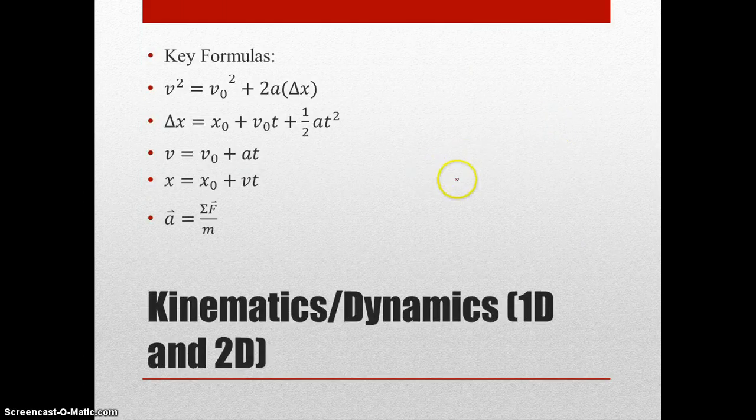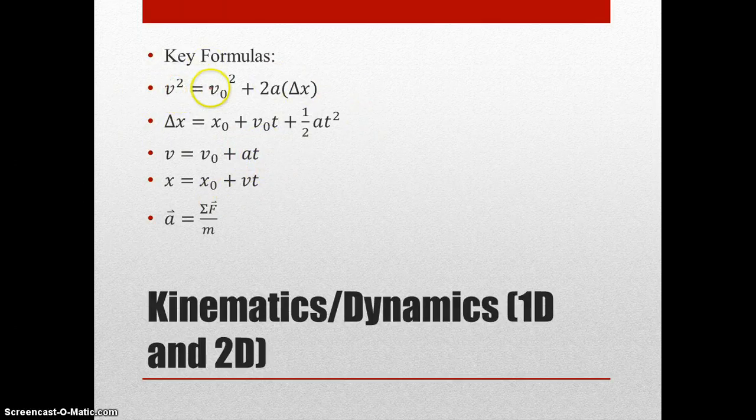Now, Units 1 through 3 were 1D and 2D kinematics and dynamics, and here were some of the key formulas that we learned in these units. The first one was actually over here, which is displacement equals initial position plus velocity times time. Then next we learned velocity equals initial velocity plus acceleration times time. Then using these two formulas, we derived these two over here.